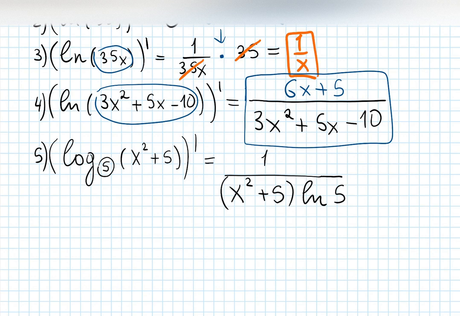Exactly, still x squared plus 5. It's supposed to trigger you. Wait, I never differentiated that piece. Probably I'm doing something wrong, right? So not wrong, but you're not done.